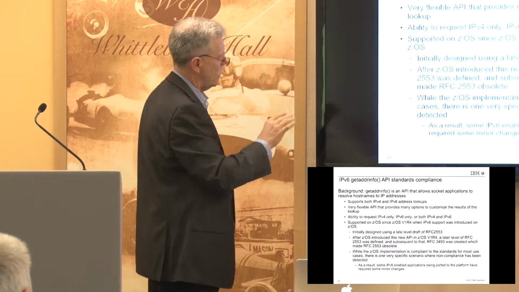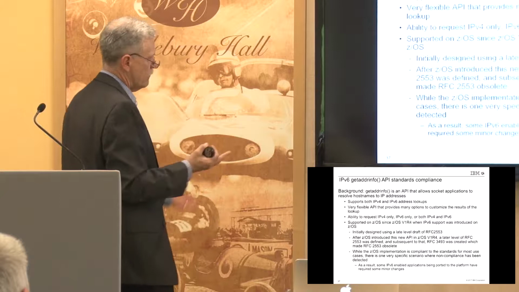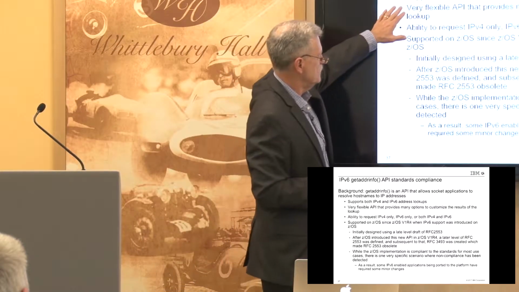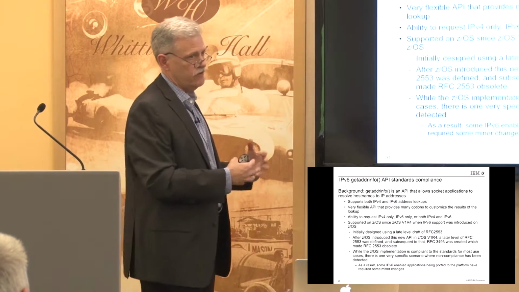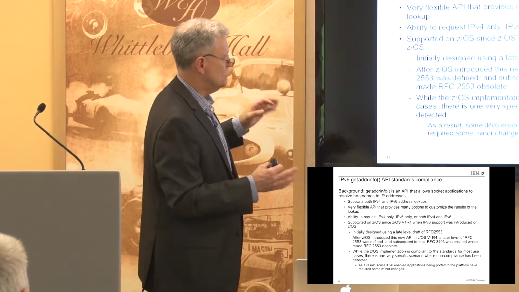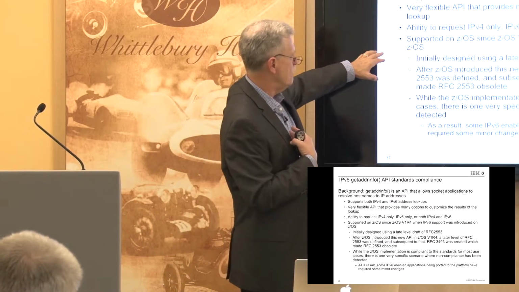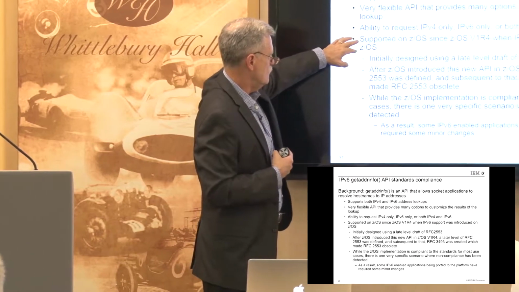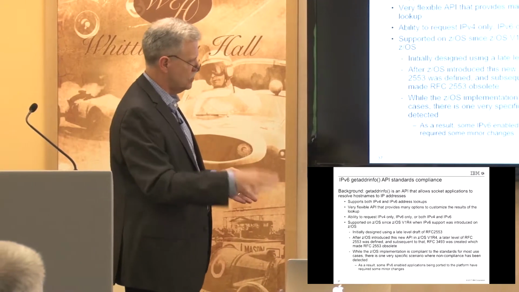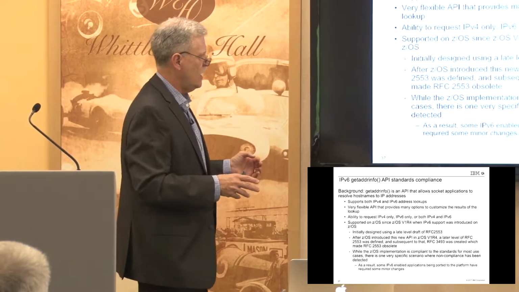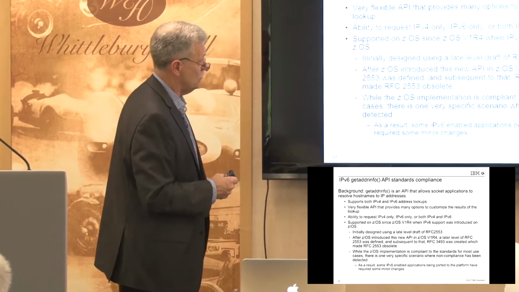But IPv6 getaddrinfo standards compliance, we were a little bit off on that. The background on that is the API did support v4 and v6 address lookups. So if you did getaddrinfo, it was very flexible, very powerful. But there were some anomalies in terms of switching back and forth between v6 and v4, what you actually got back. It also provided the ability to request just v4, just v6 information, or both.